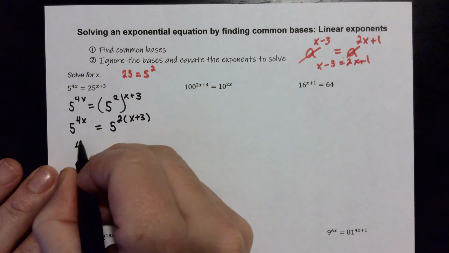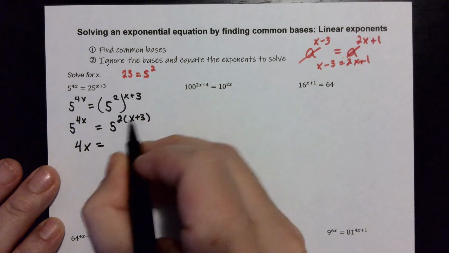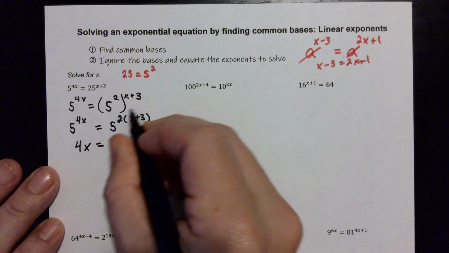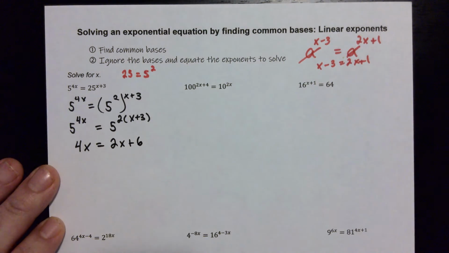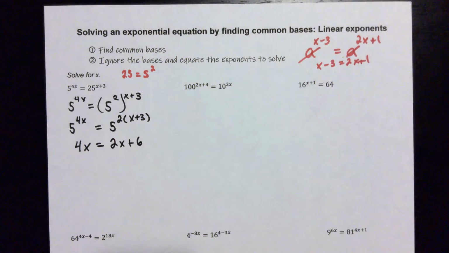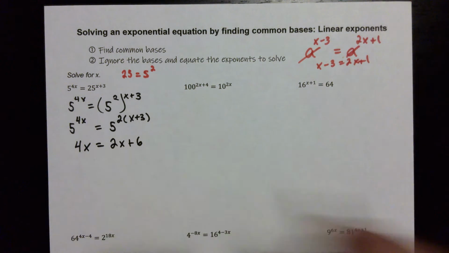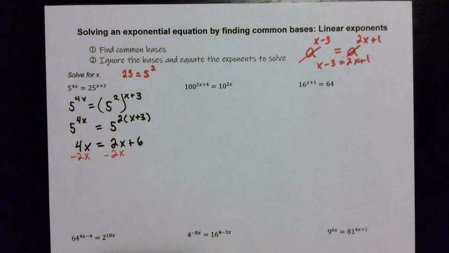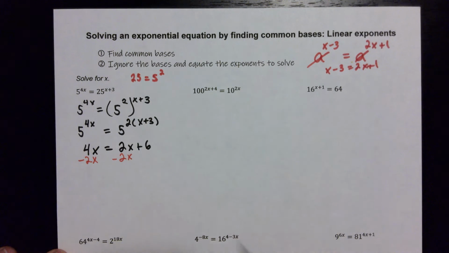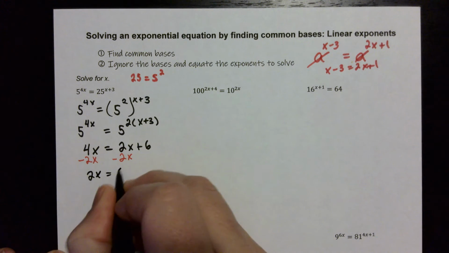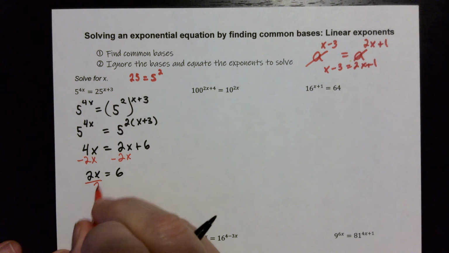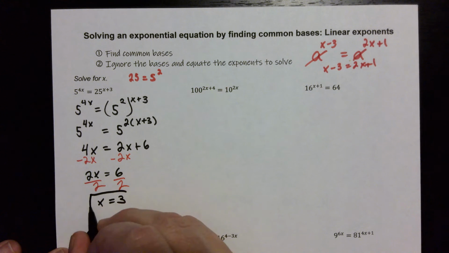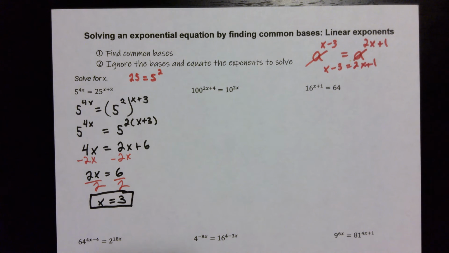Then we could drop the base, drop the 5. So we'd end up with 4x is equal to this exponent, and I'm going to go ahead and distribute. So it would be 2x plus 6. If we solve this equation, we will get the answer. Let's subtract the 2x from both sides, and that will give me 2x is equal to 6. If I divide by 2 on both sides, I will get x is equal to 3. And that's going to be my solution for this problem.